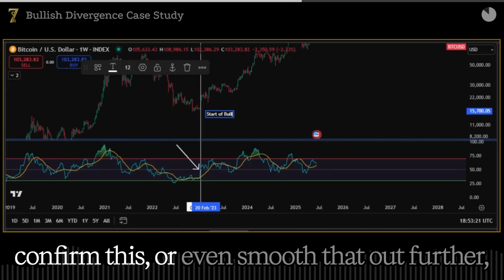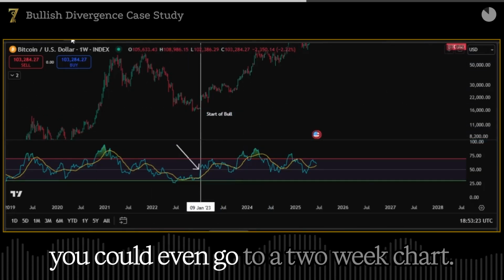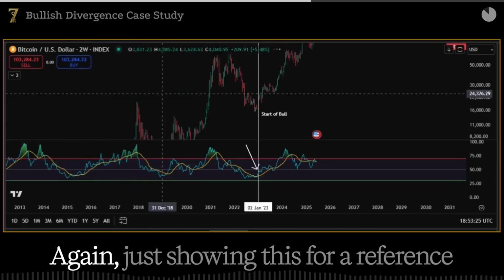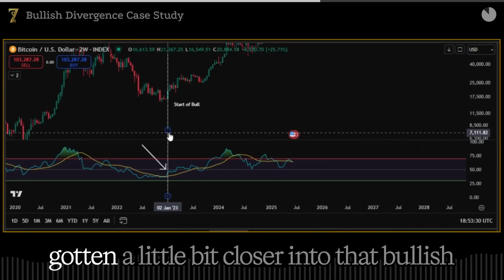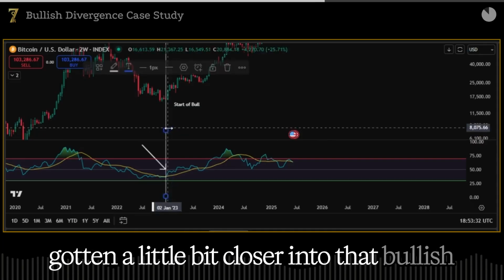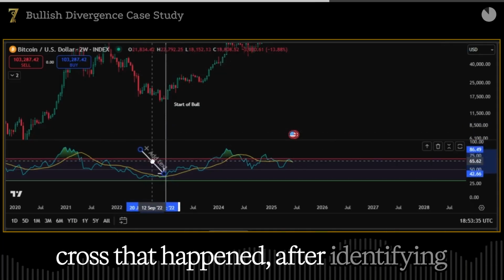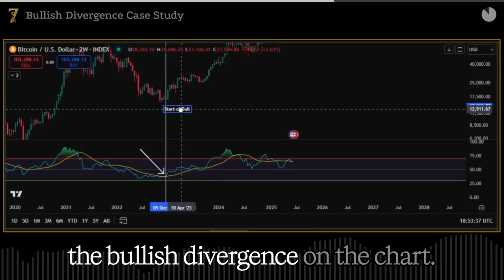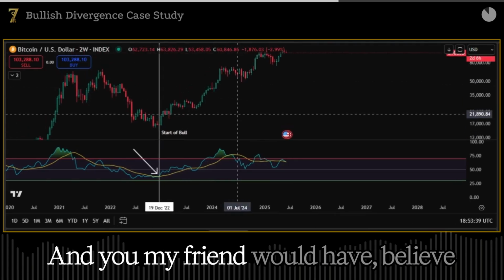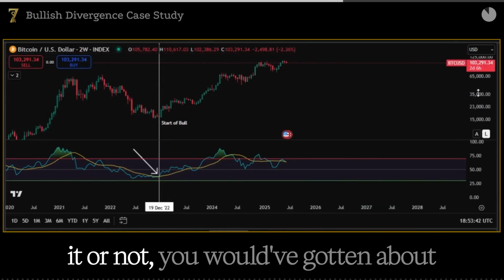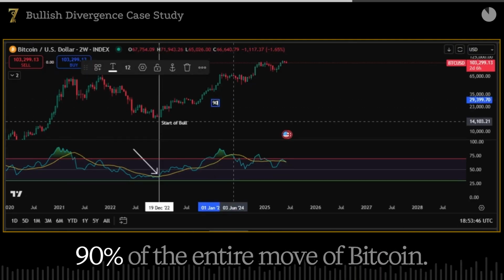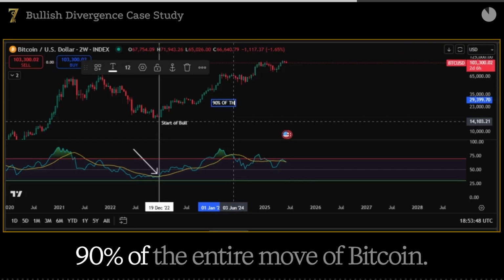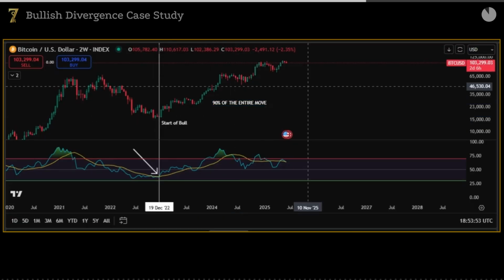And to confirm this or even smooth it out further, you could even go to a 2-week chart. Again, just showing this for a reference point here. Notice that you could have even gotten a little bit closer into that bullish cross that happened after identifying the bullish divergence on the chart. And you, my friend, would have, believe it or not, gotten about 90% of the entire move of Bitcoin.